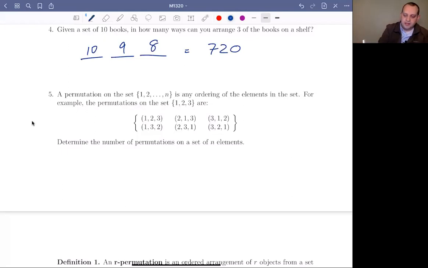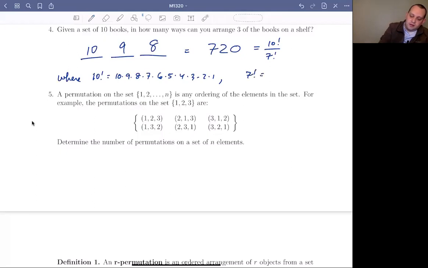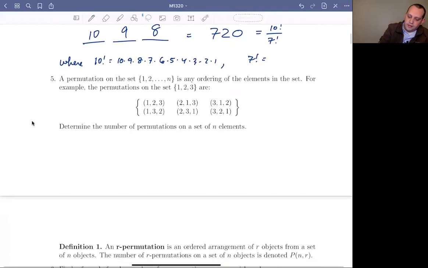You can think about this as 10 factorial over 7 factorial, where what I mean by factorial, so 10 factorial is 10 times 9 times 8 times 7 times 6 times 5 times 4 times 3 times 2 times 1. And 7 factorial is the same thing, just from 7 down. So a little iPad cheating here, but just from 7 downward. Okay, so those are factorials.